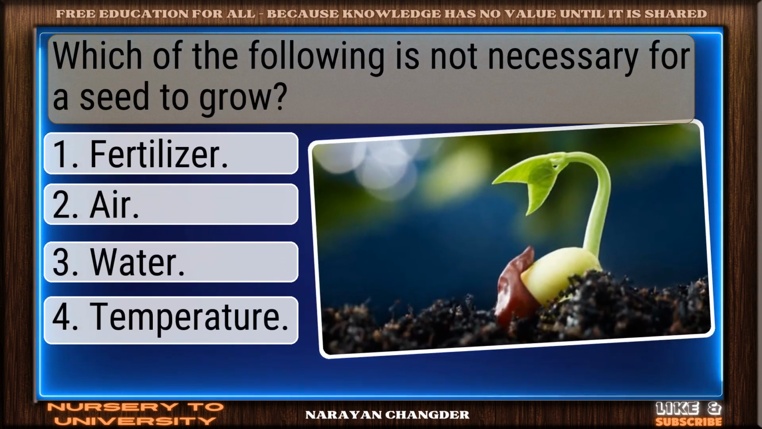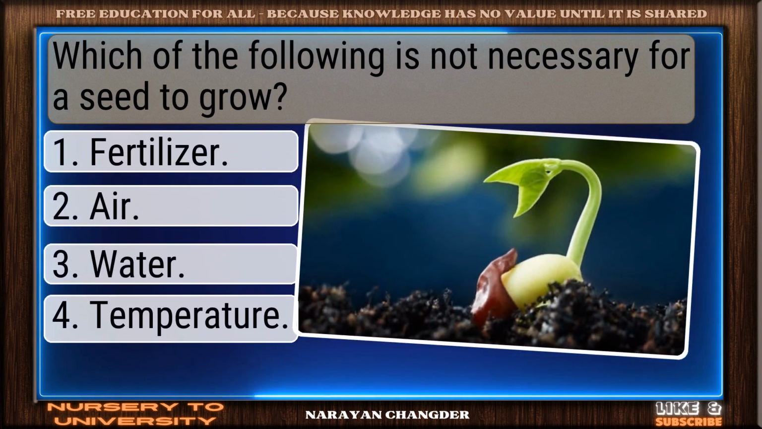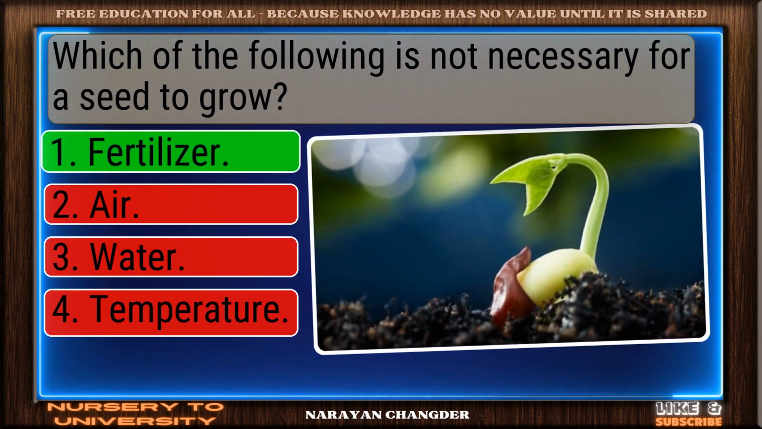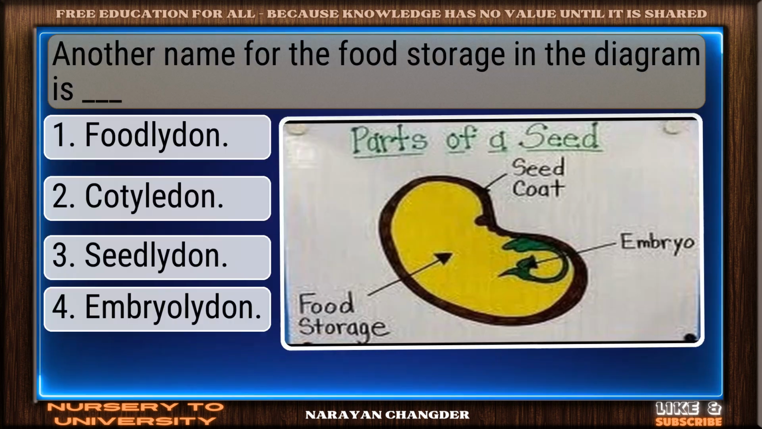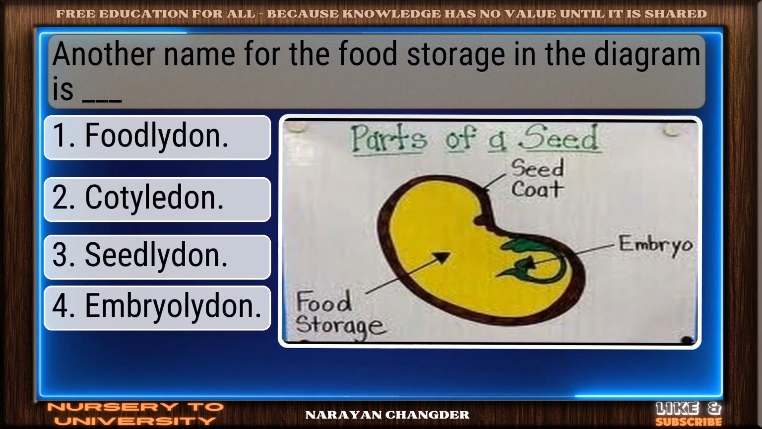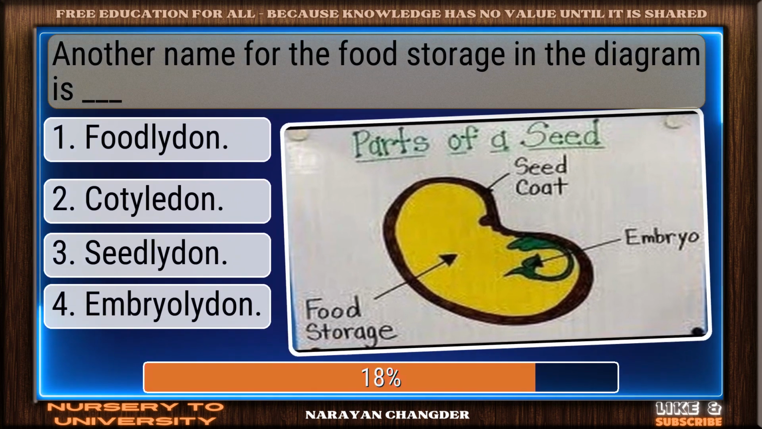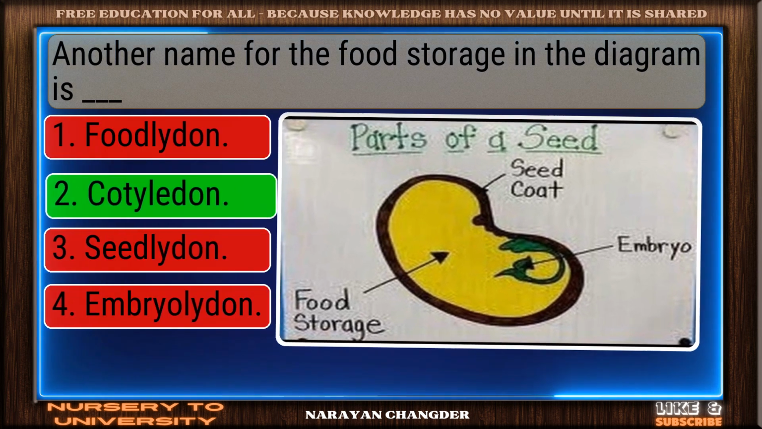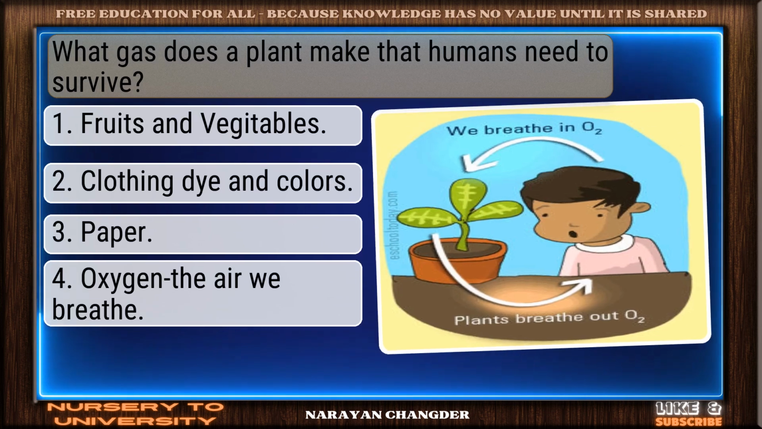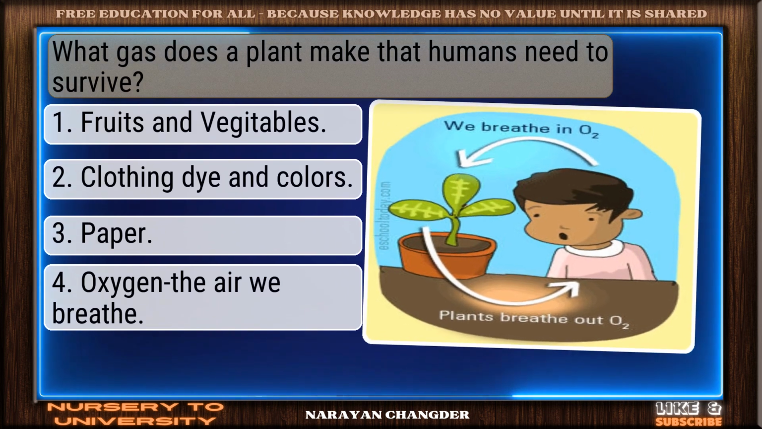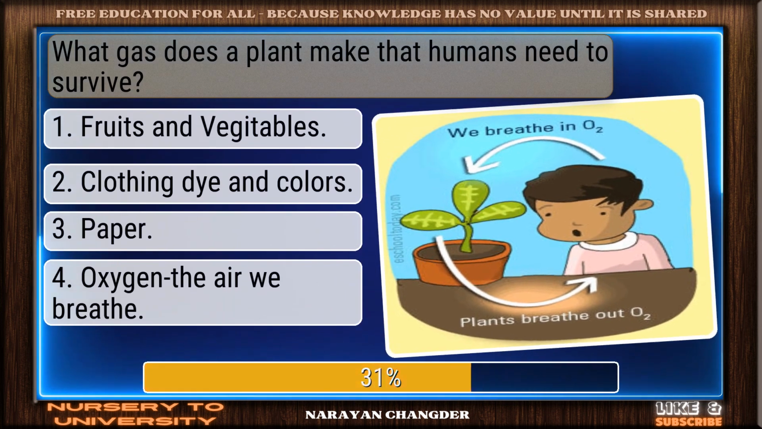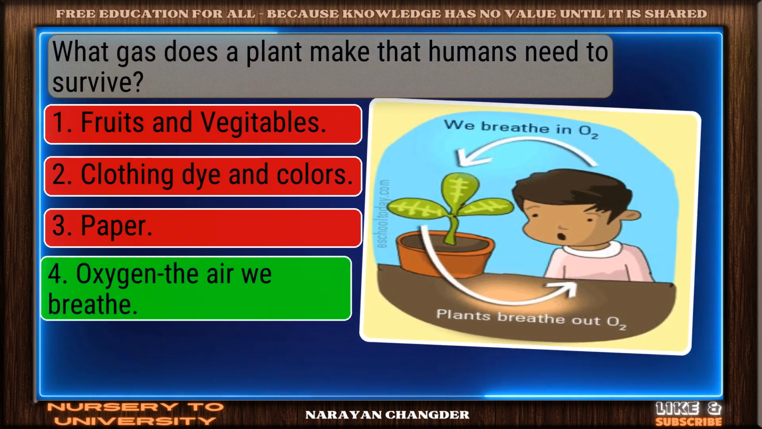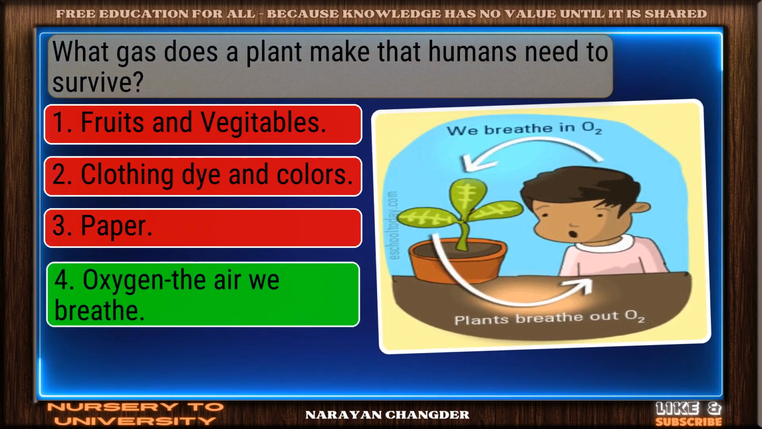Which of the following is not necessary for a seed to grow? Great thinking. Fertilizer is the right choice. Another name for the food storage in the diagram is dash. Great job. Cotyledon is the accurate answer. What gas does a plant make that humans need to survive? Correct. Oxygen, the air we breathe, is the right answer.